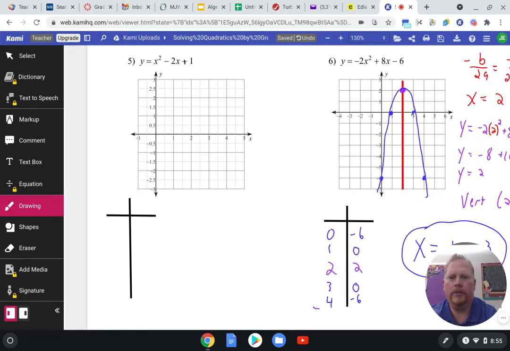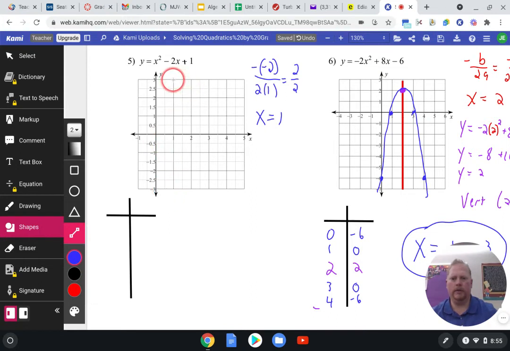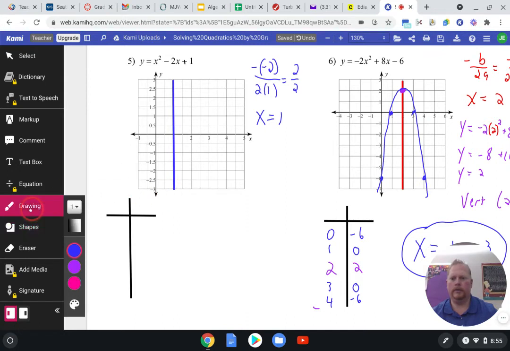All right, so if I want to find my axis of symmetry, I'll do negative negative 2 over 2 times 1. And so I get positive 2 over positive 2, so I get x equals 1. So let's draw that. All right, let's find our vertex. Let's take that 1 and plug it in.